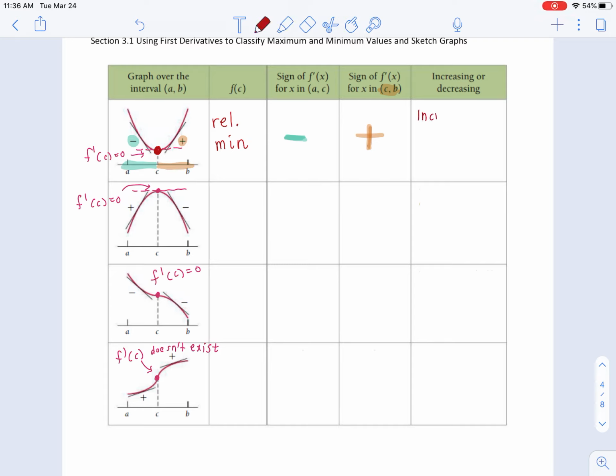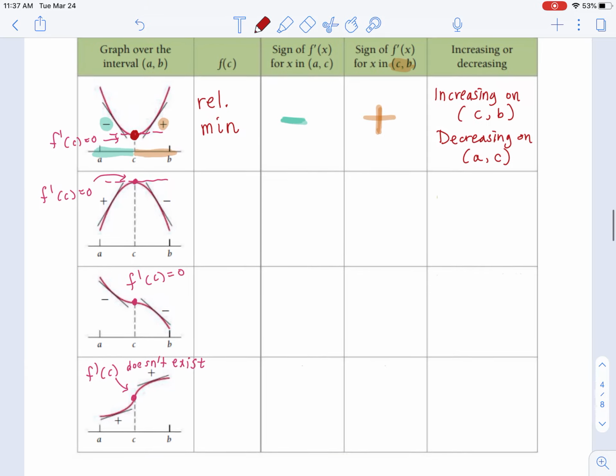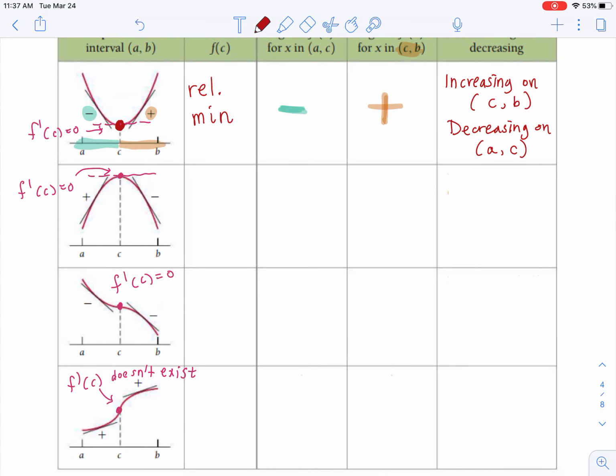Let's write this too. Increasing on c to b and decreasing on a to c. So when that changed, we get to call that, and when we have that, we have a negative derivative to the left, or just say a decreasing function, decreasing to the left, and a positive derivative, which implies the function is increasing.